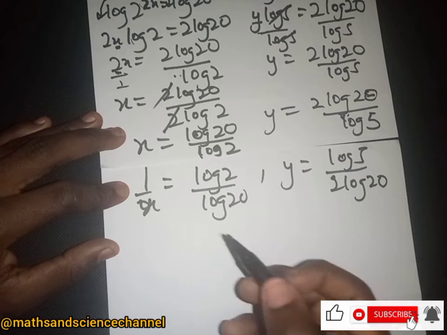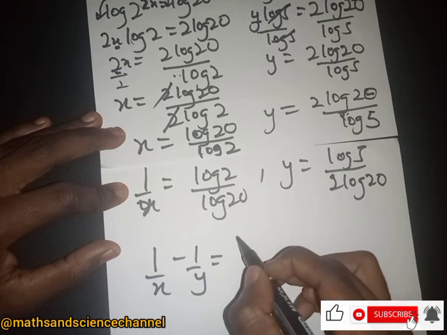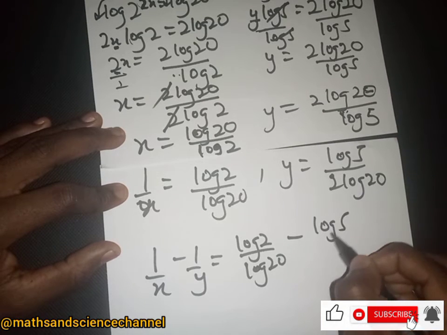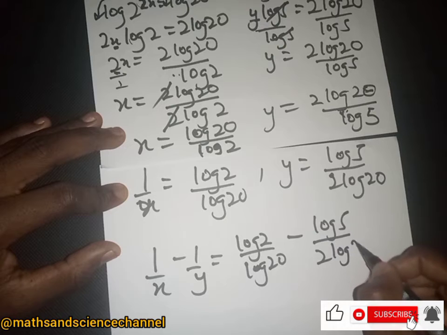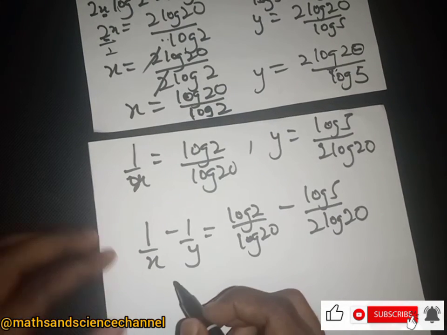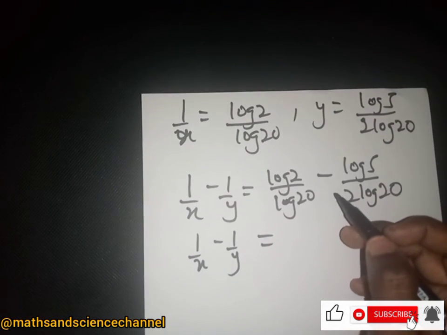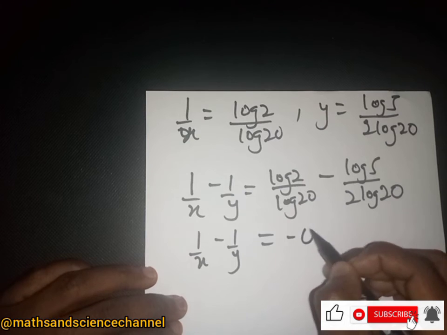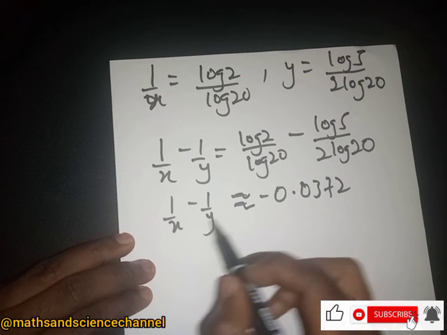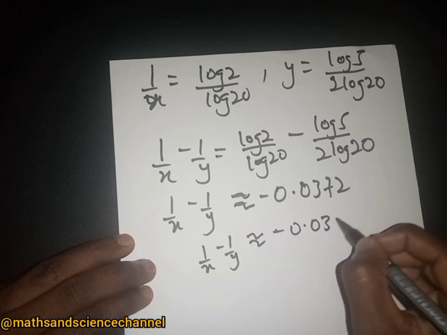So from here we have 1 over x minus 1 over y, and basically that is what we are looking for. 1 over x is just log 2 over log 20, then minus log 5 divided by 2 log 20. Now computing this, we are going to get this value to be negative 0.0372, so approximately 1 over x minus 1 over y is approximately equal to negative 0.37.